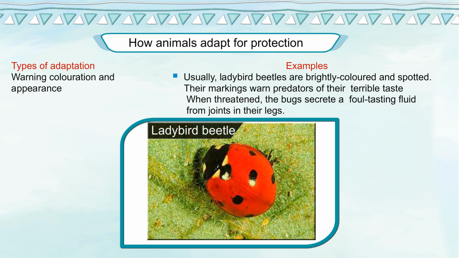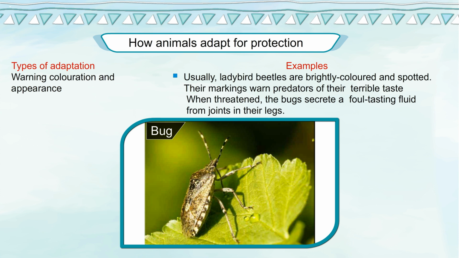Usually ladybird beetles are brightly colored and spotted. Their markings warn predators of their terrible taste. When threatened, the bugs secrete a foul-tasting fluid from joints in their legs.